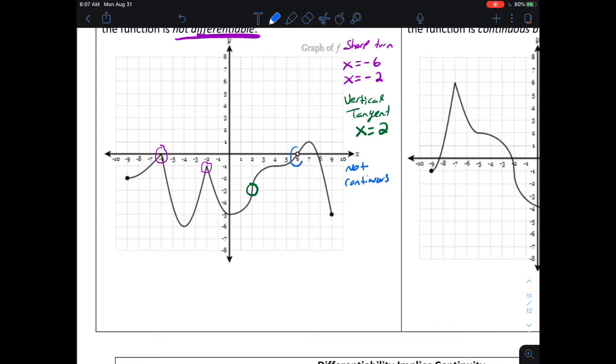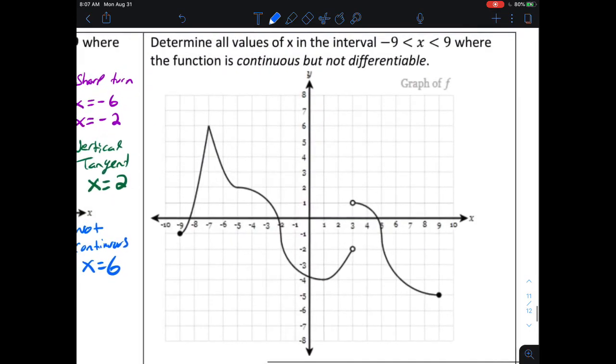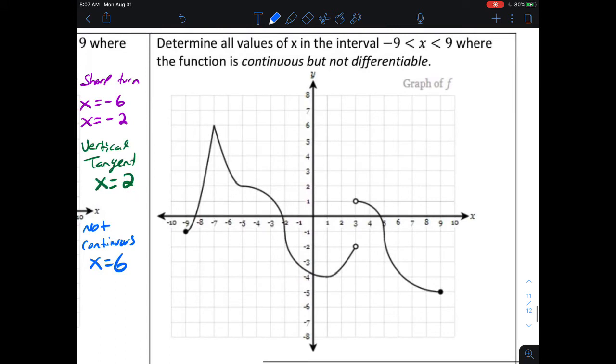So therefore, if it's not continuous, it won't be differentiable. And I see a hole at x equals 6. So if I'm not defined at a point, I can't be differentiable at the point. All right, now let's look at the same task, but it's slightly different.